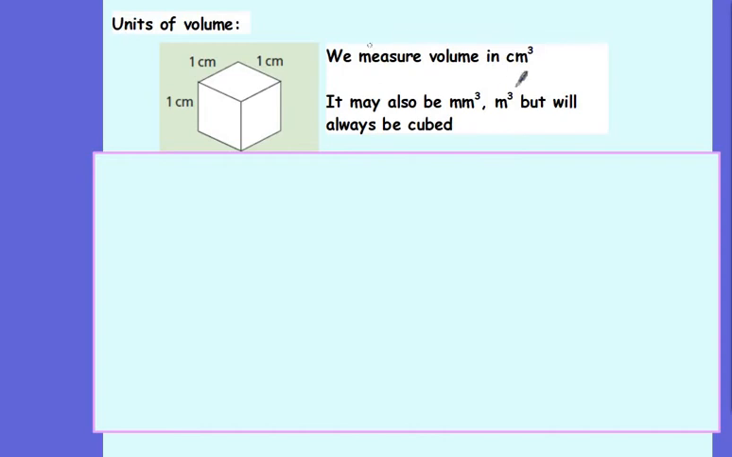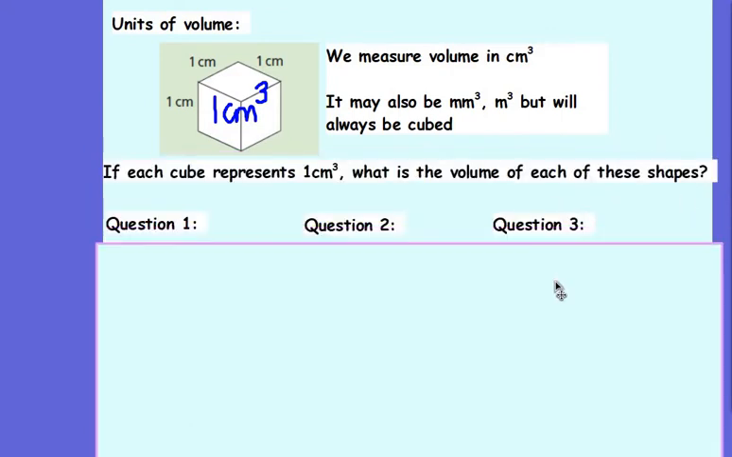Right, let's talk units of volume. Now I said volume is measured in centimetres cubed. Could be millimetres cubed, could be metres cubed, but it will always be something cubed. For example, here's my 1 centimetre cube. It's 1 centimetre by 1 centimetre by 1 centimetre. So one of these cubes has the volume 1 centimetre cubed. If I had 2 of them, it would be 2 centimetres cubed. If I had 3 of them, it would be 3 centimetres cubed. If I had 100 of them, it would be 100 centimetres cubed.